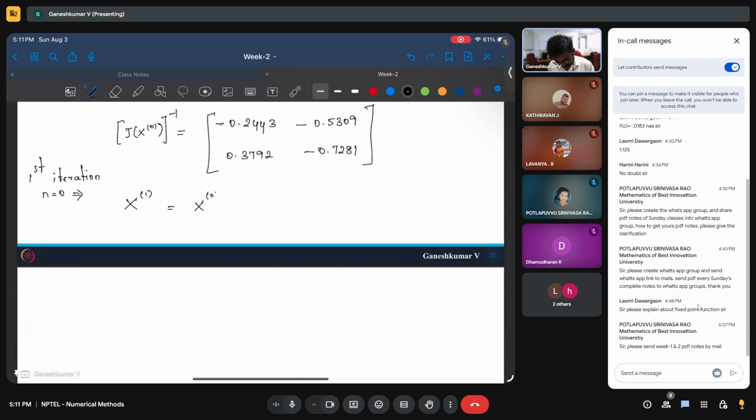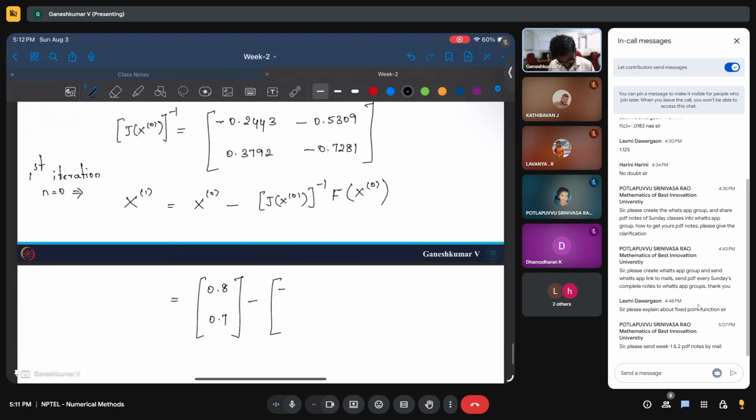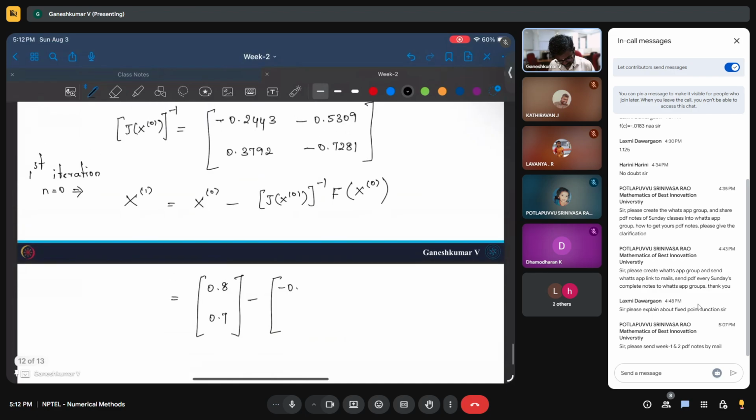Okay, x of 0 minus Jacobian evaluated at x of 0 times function evaluated at x of 0. So x of 0 we know, which is going to be 0.8 and 0.7, minus the Jacobian inverse we just found, minus 0.2443, minus 0.5309, 0.3792, minus 0.7281 times the function evaluated at x naught. That we didn't do. Maybe I will do it here.